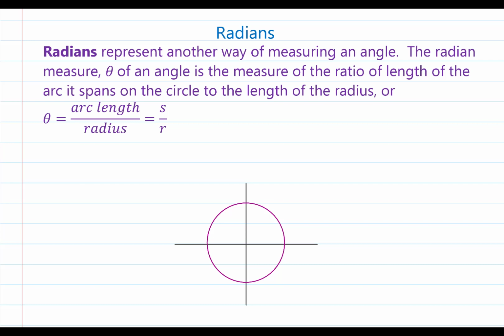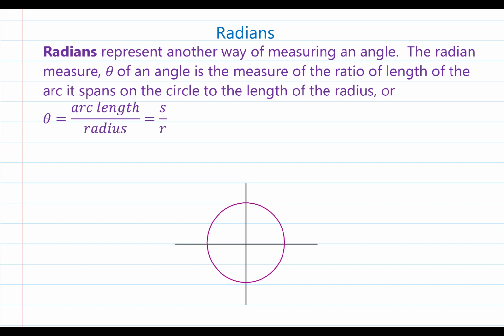Welcome back, mathematicians. In this video, we are going to discuss radians. Radians represent another way of measuring an angle. So at this point in your math career, you have likely used degrees to represent angles. We are now going to introduce radians as an alternative way to measure angles.